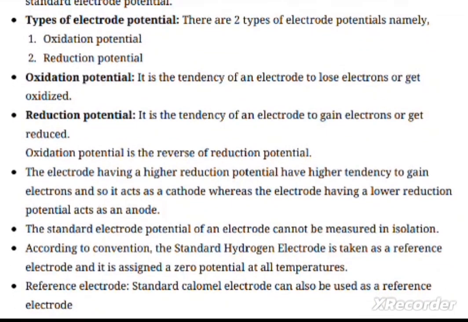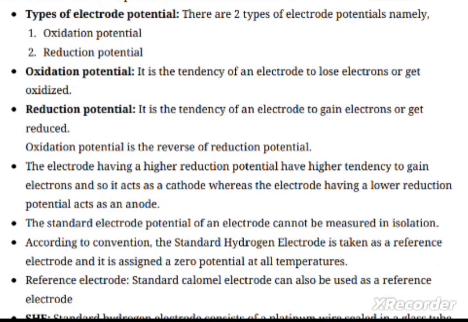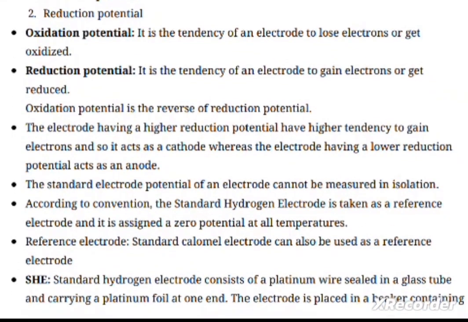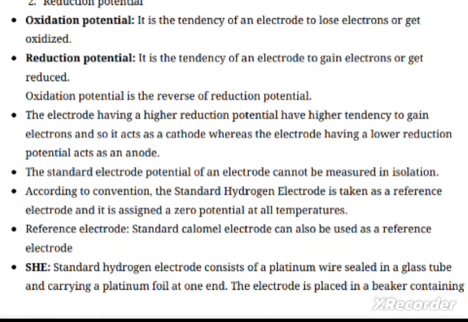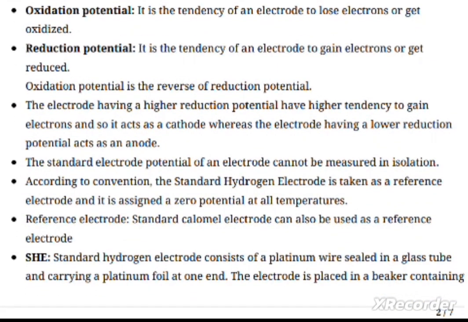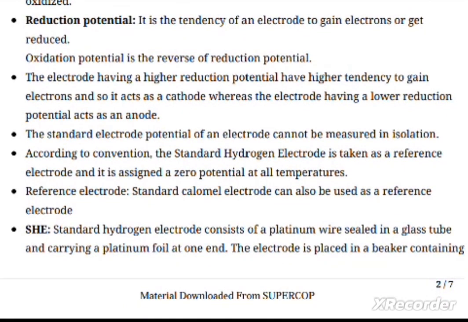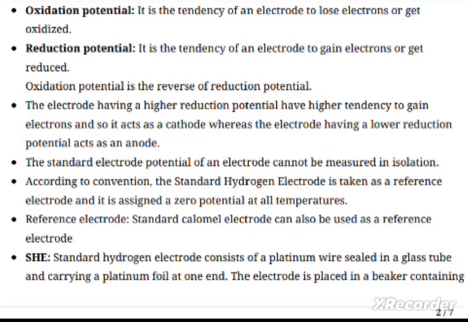Next point, the electrode having a higher reduction potential has a higher tendency to gain electrons, and so it acts as a cathode, whereas the electrode having a lower reduction potential acts as an anode. Next one, the standard electrode potential of an electrode cannot be measured in isolation. According to the convention, the standard hydrogen electrode is taken as a reference electrode and it is assigned zero potential at all temperatures.